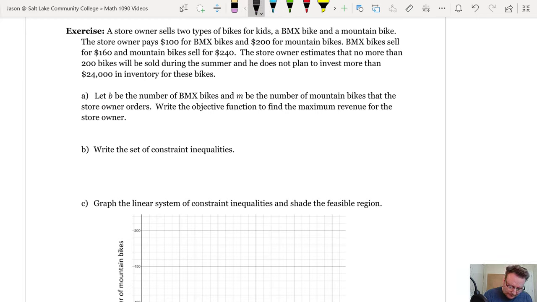our revenue as a function of the number of BMX bikes and mountain bikes sold will be, well, he sells BMX bikes for 160. So if we multiply the number of BMX bikes sold by the price per bike, $160 per bike, then this will give us the revenue from selling BMX bikes. And then if we multiply M, which represents the number of mountain bikes sold, by the price per bike, which is $240, we're going to get the revenue from selling mountain bikes. We add this together and we get the total revenue. So that's our objective function.